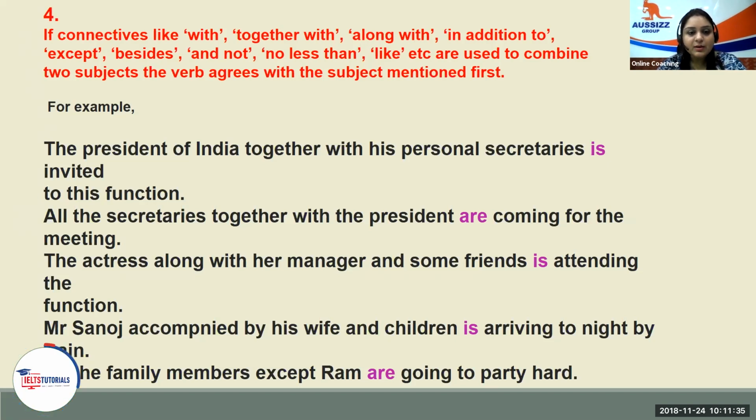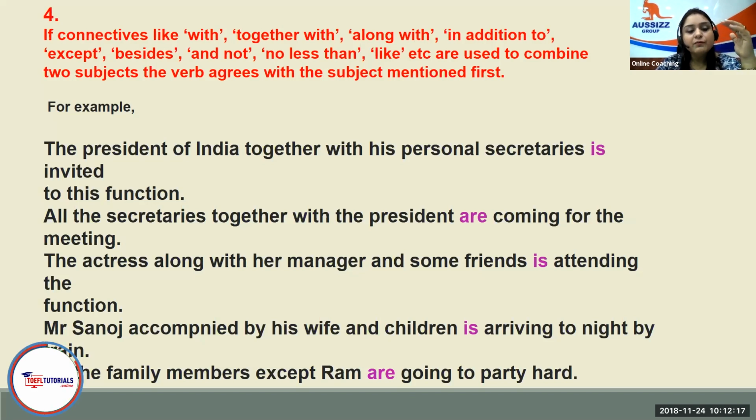Next example. The actress along with her manager and some friends. Now tell me, which is the subject number 1? The actress. The actress along with her manager and some friends is attending the function, because here I'm talking about the actress. Next example. Mr. Sanuj accompanied by his wife and children. Now, what is my connector here? Accompanied by. So Mr. Sanuj is my noun. That's my subject number 1. And my verb goes according to subject number 1.